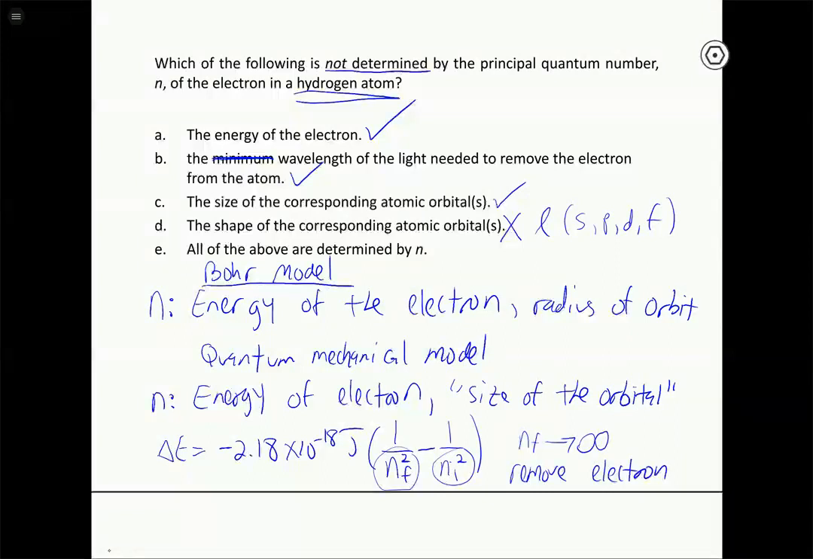And then E is all of the above, which clearly can't be the case. So choice D is the one that is not determined by the principal quantum number, the shape. As I said, I don't like how choice B was worded, but it is still related. And so choice D is the one that's clearly the incorrect statement.